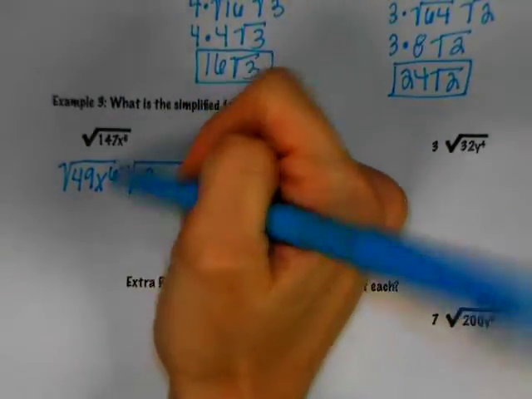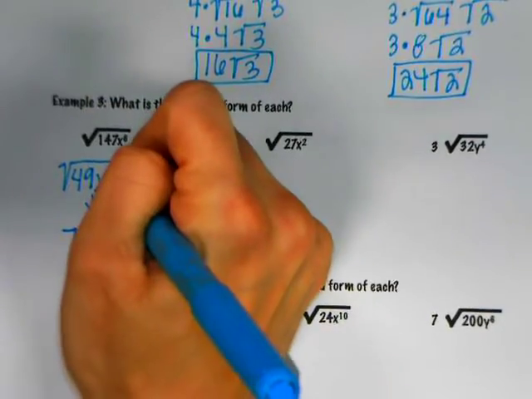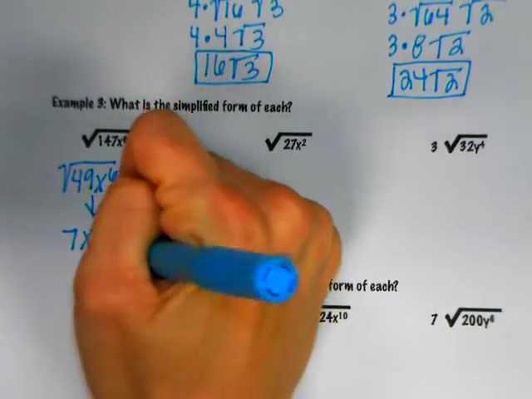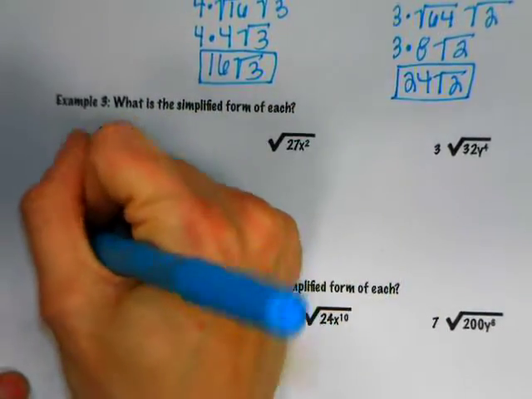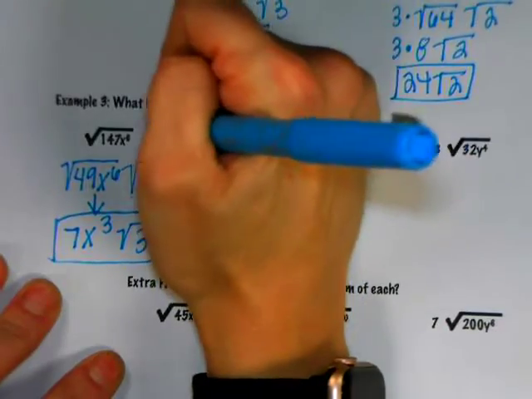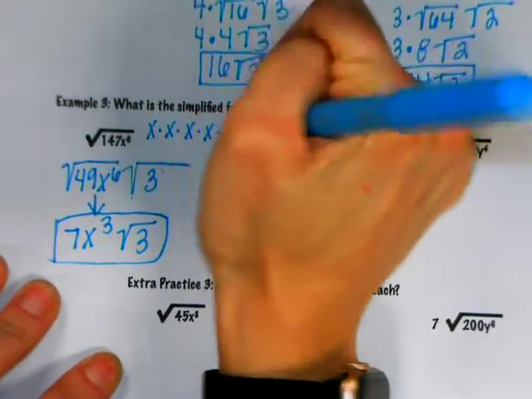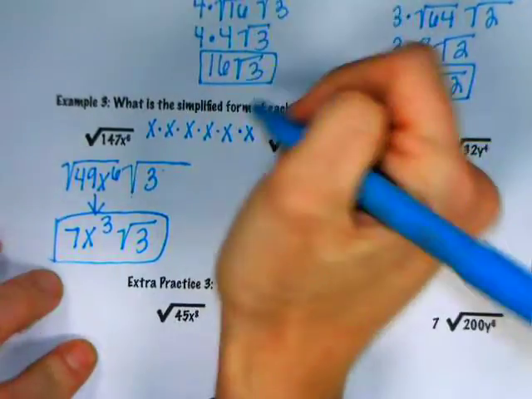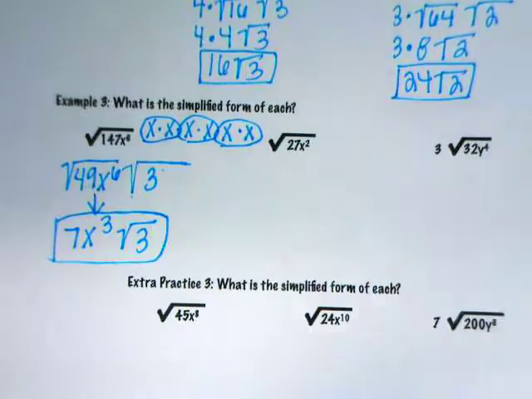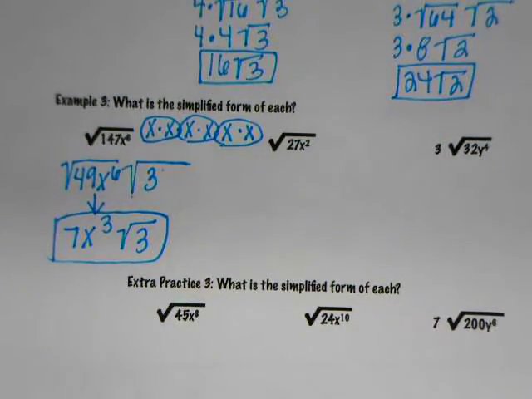So when you do the square root, what's the square root of 49? 7, and then you're going to cut the exponent in half. So x to the what? 3rd, yep. And the reason why is because we need groups of 2, right? So if I have x to the 6th, I have x times x times x times x times x times x. How many groups of 2 do I have there? 3, right? So that's why it's x to the 3rd when it comes outside, because it's 3 groups of 2.